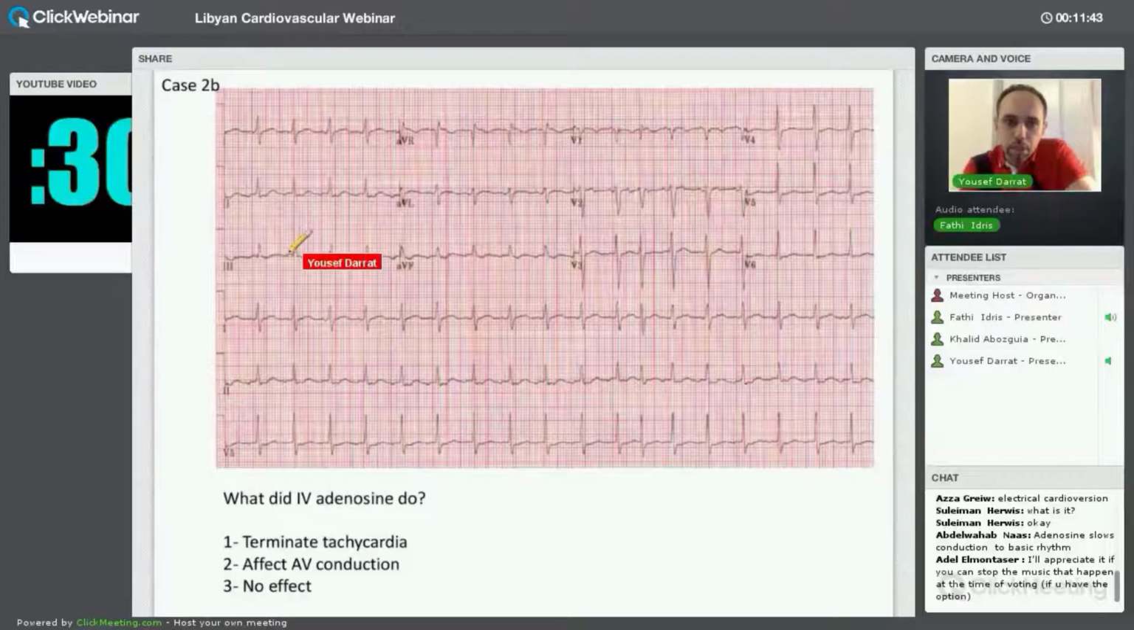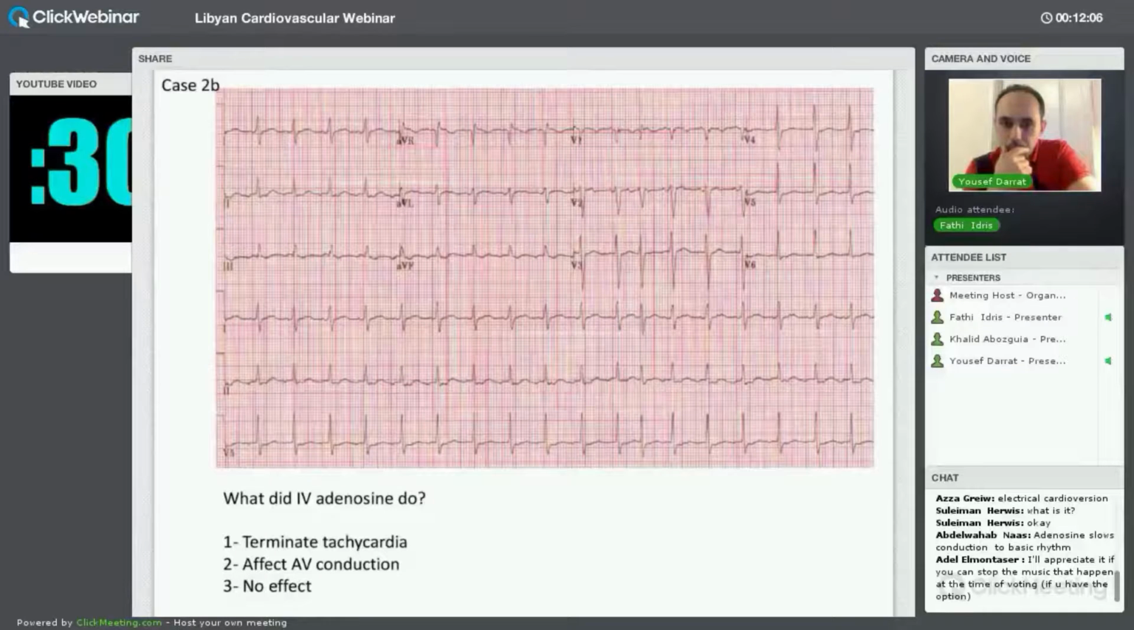You can see that the conduction became kind of 2-to-1. There's a P wave here. The arrhythmia did not terminate. So the differential diagnosis could be an atrial tachycardia, though it's a little bit fast for atrial tachycardia. The other possibility is atrial flutter. And the first EKG showed possibly an atrial flutter with 1-to-1 conduction.